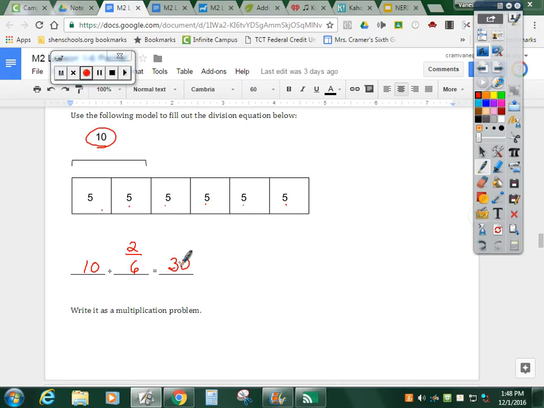Okay? And let's try to flip that. Let's do 10 times 6 over 2. Let's see if we still get 30. 10 times 6 is 60, divided by 2 times 1 is 2. 60 divided by 2 is indeed 30.